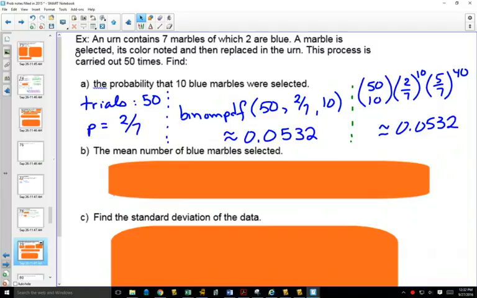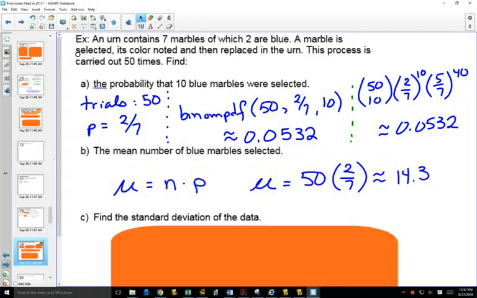So then for a mean, well, it's just our number of trials times our probability of success. We have 50 trials, 2/7 of success. We could expect to get 14.3 blue marbles.